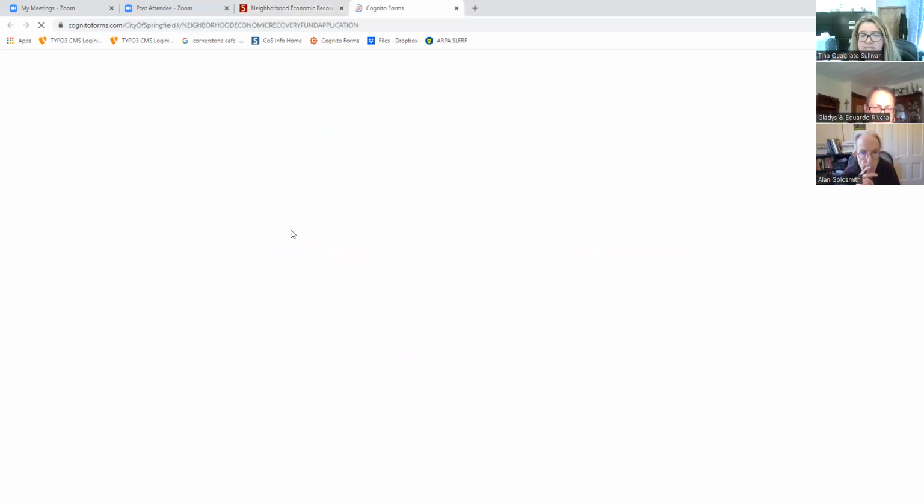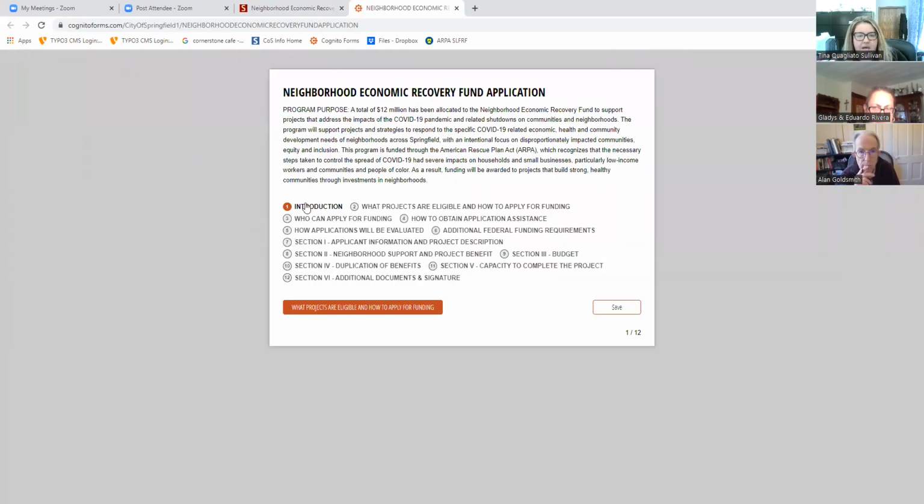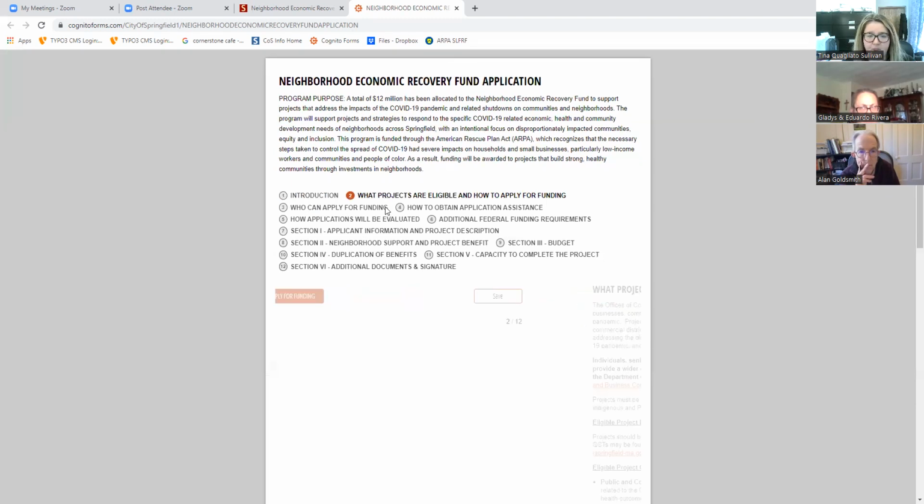So now going into the application itself, as you will see, there are several tabs. This looks a lot more overwhelming than it actually is, which is why I'm going to walk you through it and help you see that it's not that overwhelming. So the first part is really just the introduction, and that's just some background information on why the funding was allocated and where it was allocated from.